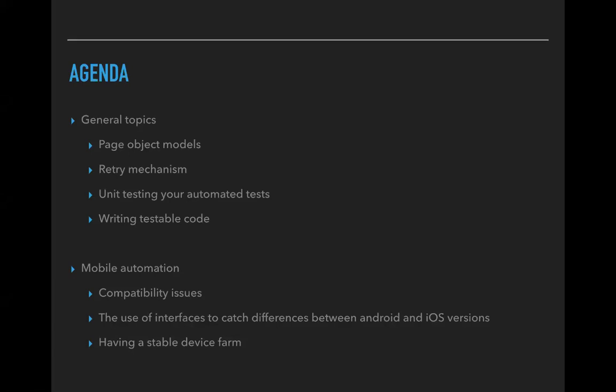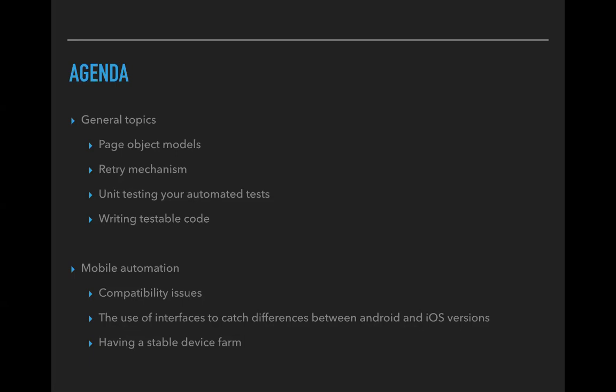A lot of people have asked me, if I have my automated testing, should I write unit tests for my automated testing? That's a good question if you ask me. And writing testable code, which is a programming principle, is something we as test automators should also implement, in my opinion. When we speak specifically about mobile automation, we'll talk more about compatibility issues.